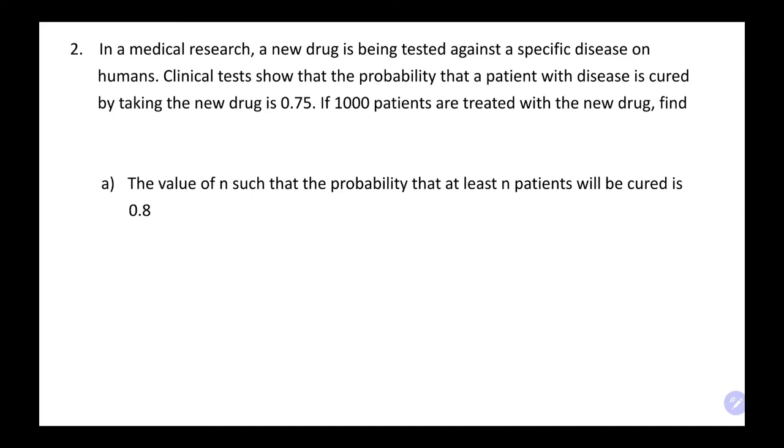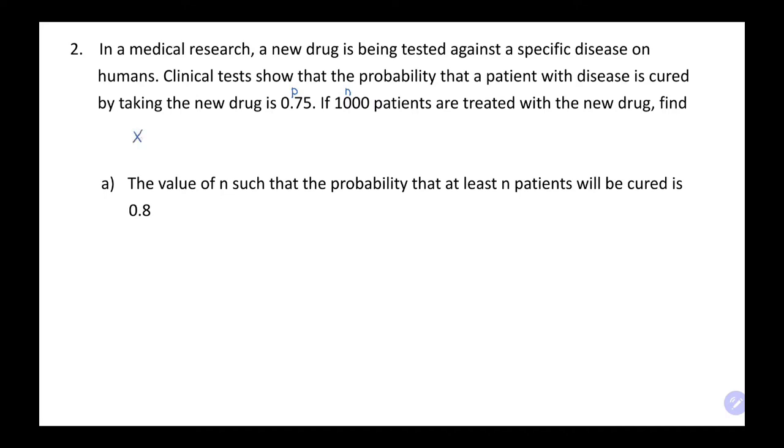Okay, before we start to solve, we take out the information first. We have probability 0.75, the probability that a patient with disease is cured. So this one refers to P, probability. If 1,000 patients are treated, 1,000 patients menunjukkan bilangan. Bilangan tu refer kepada N. So bila soalan ada N, ada P, menunjukkan soalan ini menggunakan binomial distribution.